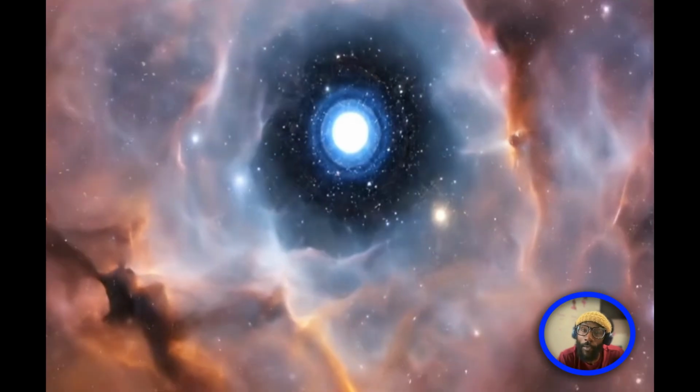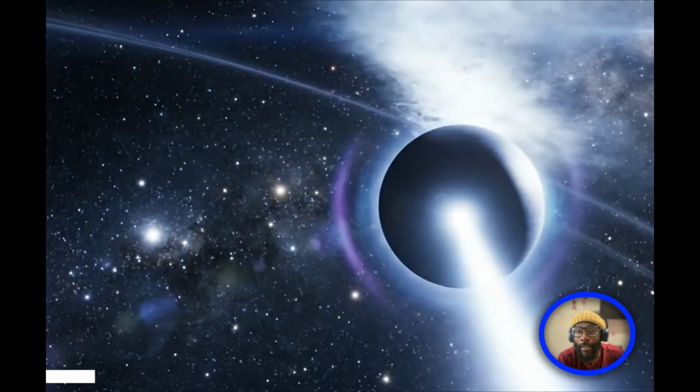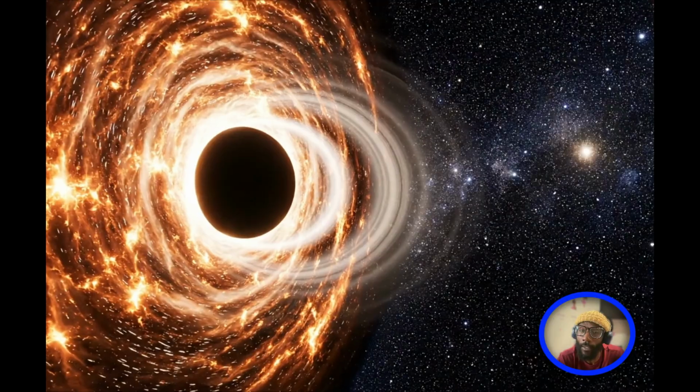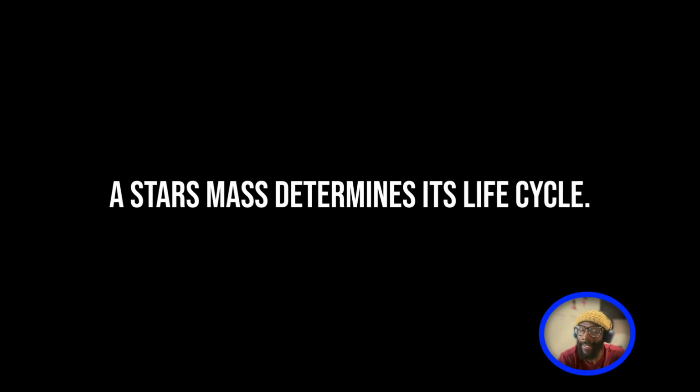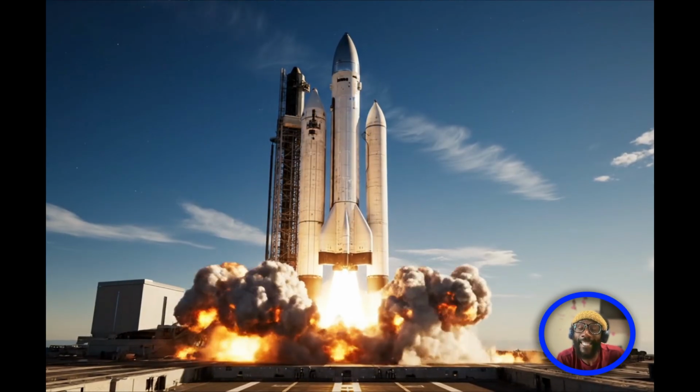The answer is no. Some stars fade out, some stars explode, some become white dwarfs, some become neutron stars, and some become black holes. But the key to the whole mission is this: a star's mass determines its life cycle. Before we jump into the diagram, let's set up the mission.